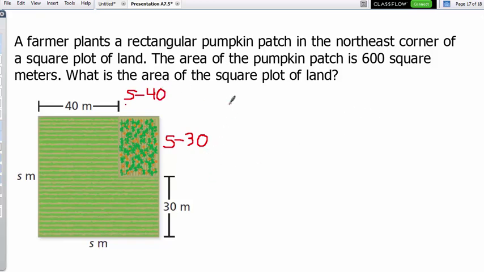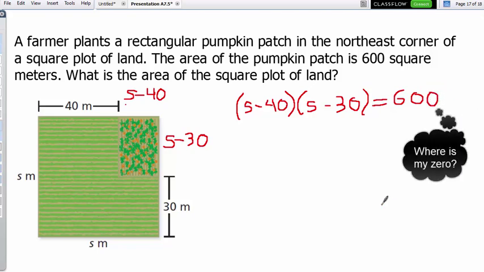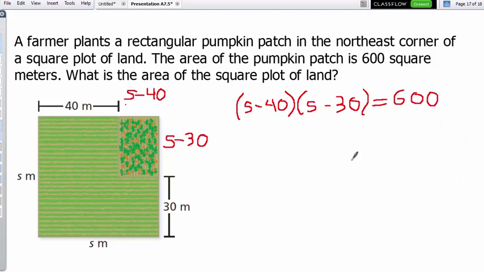So the equation for the area is base times height. The one thing I don't like about S's is they look like 5s. Make sure that you know these are S's. The area is 600. Well, that's not going to work because I don't have it equal to 0. And that's the magic number, remember? So what I'm going to have to do is start off by foiling this.